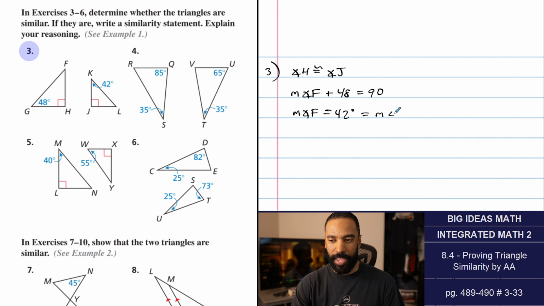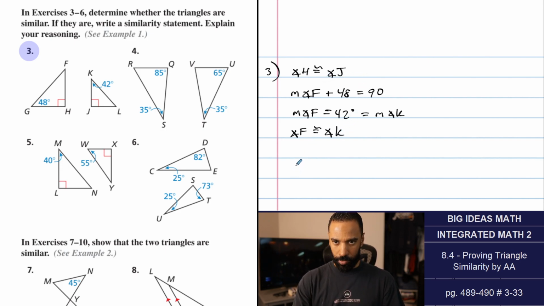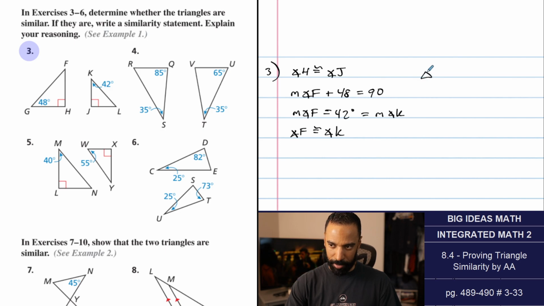That's the same as the measure of angle K. Therefore, angle F is congruent to angle K. This is part of my explanation here. So these two triangles are similar. Here's going to be my statement. I'll try and keep them alphabetical for the first part.